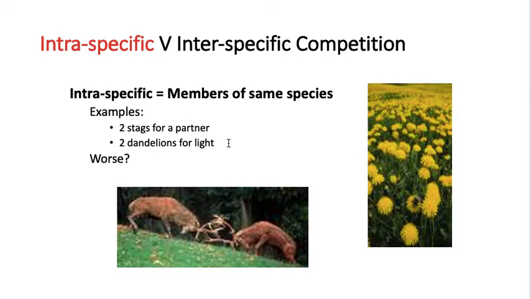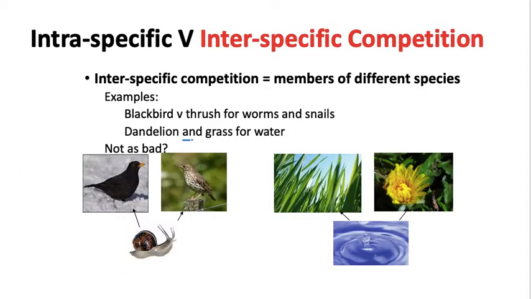Intraspecific competition tends to be worse than interspecific competition. Why? Because if you take the dandelions, for example, the dandelions have the exact same needs. They need the same amount of light, they need water from the same part of the soil, they have the same space requirement. Same for your stags, they need partners, the same partners, they need all of the same food types. So that intraspecific, that within one species competition tends to be a sharper or edgier competition than the alternative, which is the interspecific competition.